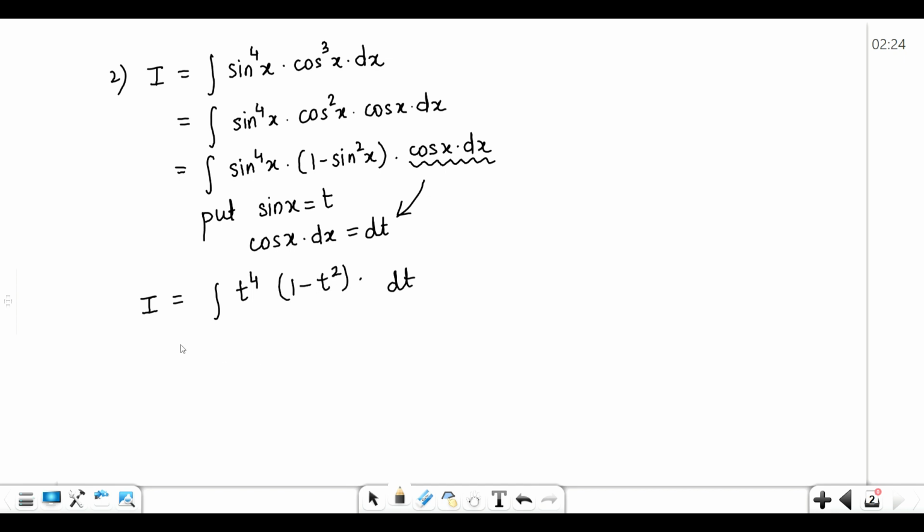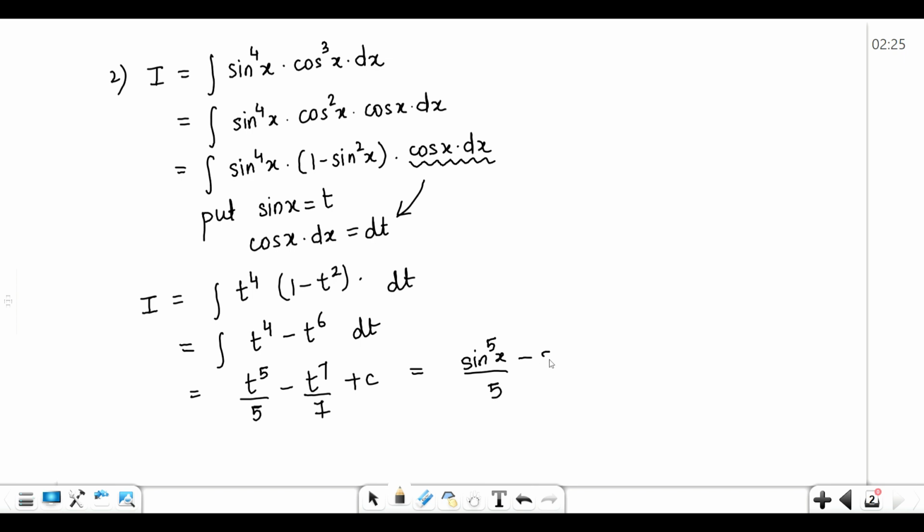Okay, now what we can do, we can multiply this inside, that gives you t to the power 4 minus t to the power 6 dt. You can apply this power formula on both of these, that gives you t to the power 5 upon 5 minus t to the power 7 upon 7 plus c. We can resubstitute this, that is nothing but sine to the power 5 x upon 5 minus sine to the power 7 x upon 7 plus c.